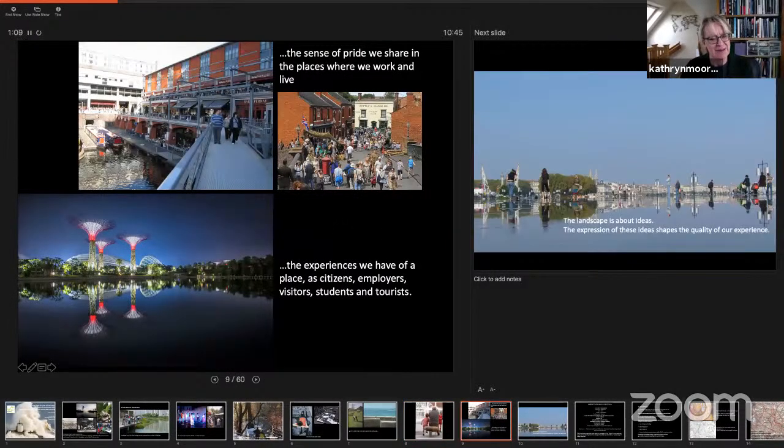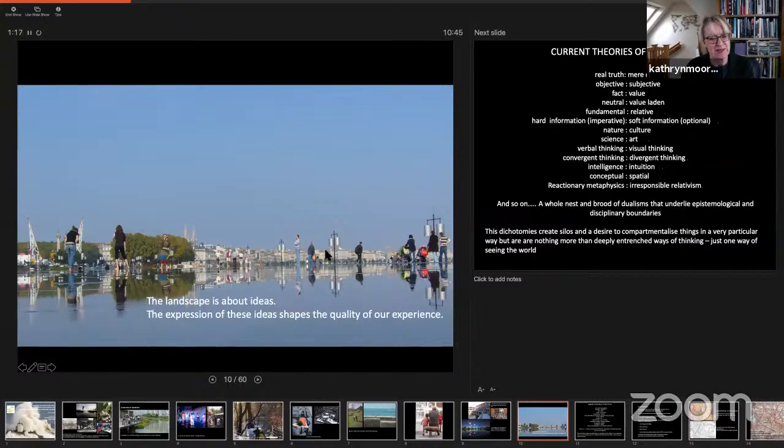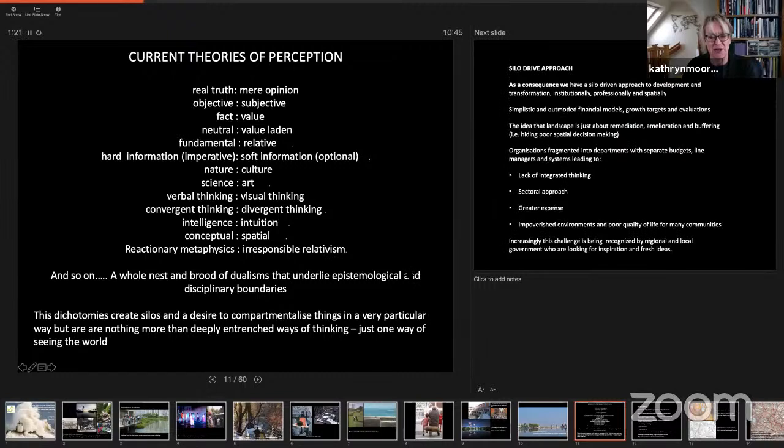The landscape is that sense of pride that we share in the places where we work and live, the experiences that we have of place. So the landscape is about ideas, and it's the expression of those ideas that shape our experience. Currently, we make all these distinctions between objective and subjective, fact and value, science and art, nature and culture. And my work is based on the idea that this is a very damaging thing.